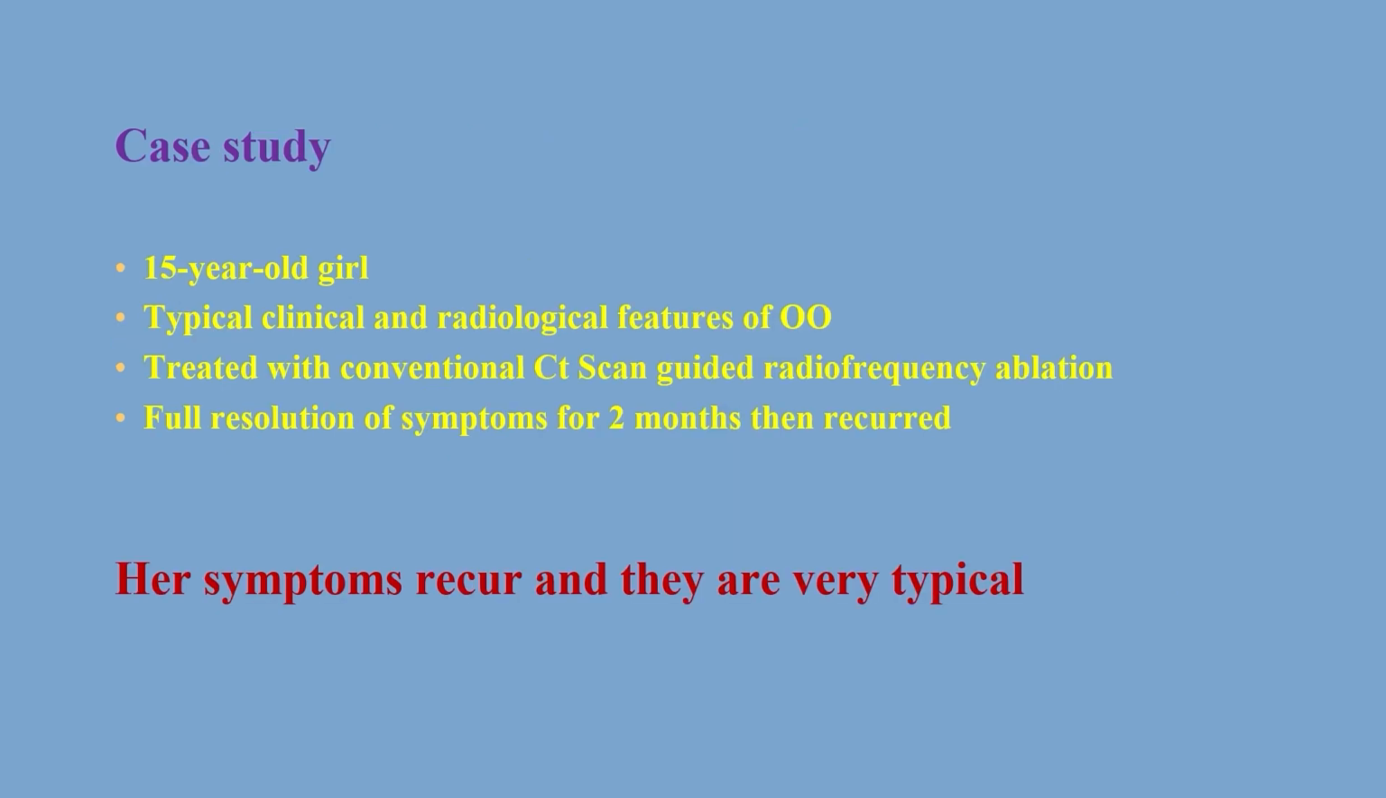Our case for today, which we're going to use to demonstrate the technique, is a 15-year-old girl who had typical clinical and radiological features of osteoid osteoma, treated with conventional CT-guided radiofrequency ablation. She had full resolution of her symptoms for 2 months, but the symptoms recurred. And when the symptoms recur, they are very typical: night pain that is relieved by non-steroidal anti-inflammatories. We decided this time to treat her with a radiofrequency ablation using the navigation system.